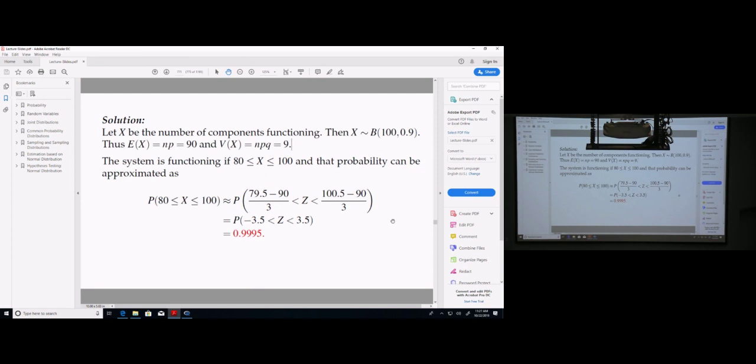No. Why? Above 5. What is the property of a Poisson in terms of mean and variance? They are equal. And now the underlying binomial, the mean and the variance are very unequal. So it would not be reasonable to use a Poisson to do that.